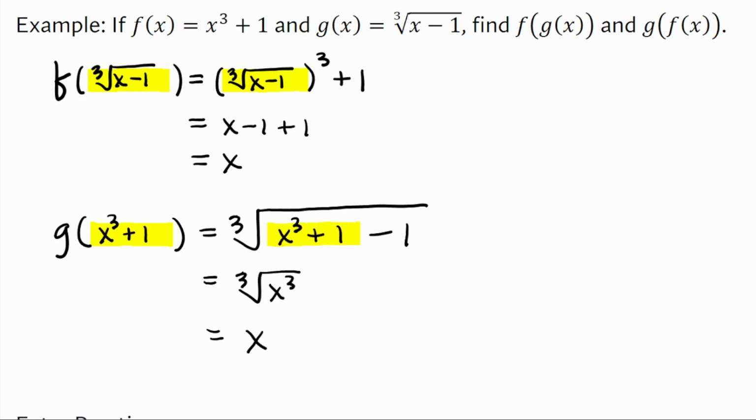Now notice how f of g of x was equal to x and g of f of x was equal to x. We'll be interested in that in the next lesson. That means that f and g are inverses of each other. We don't really know what that means yet. So I was just going to show you what happened.